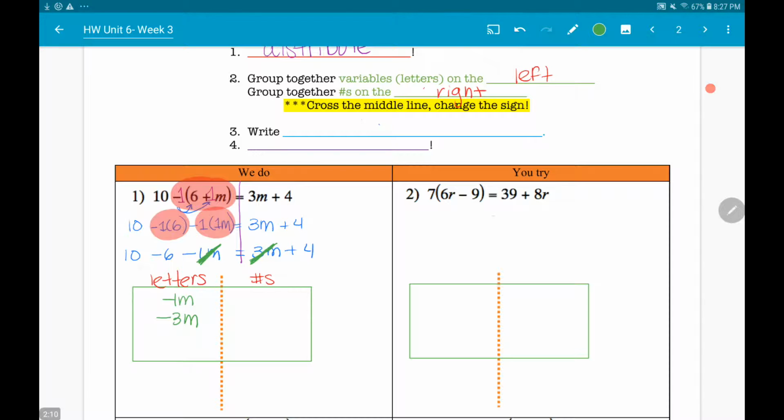All right, let's take a look at numbers. I see 10, but I'm crossing over, so it's going to be negative. I see -6, but I'm crossing over, so that's going to change to positive. And 4 is positive, and it's staying on that side, so that is good.